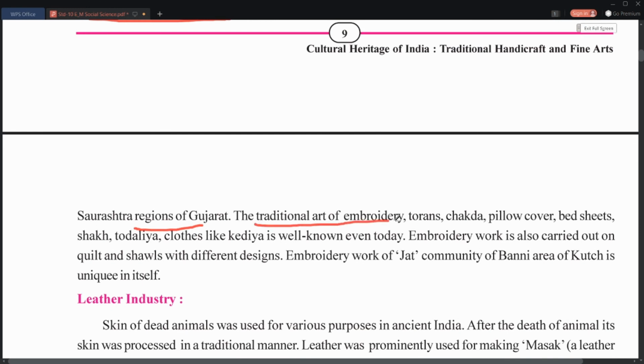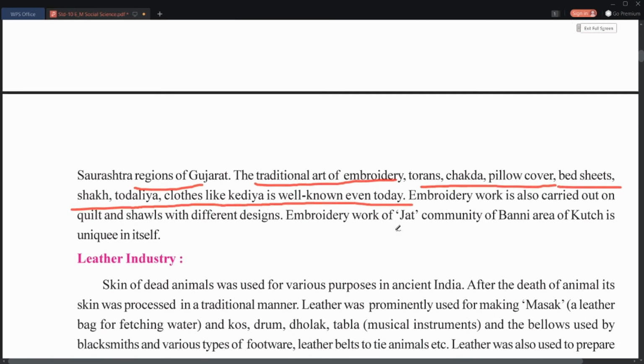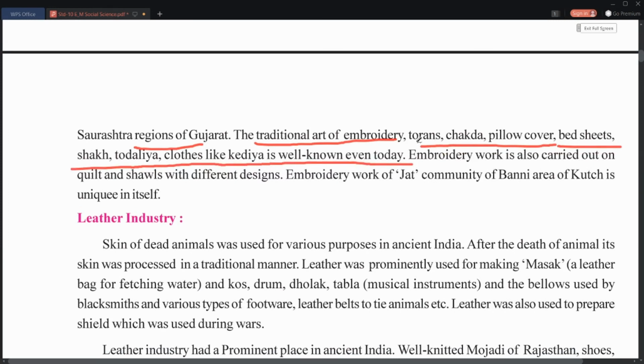The traditional art of embroidery, torans, chakla, pillow covers, bed sheets, shark, todalia, and clothes like kedia are well known even today. All these things in Gujarat you can see in rural areas even today. So this was our traditional art.